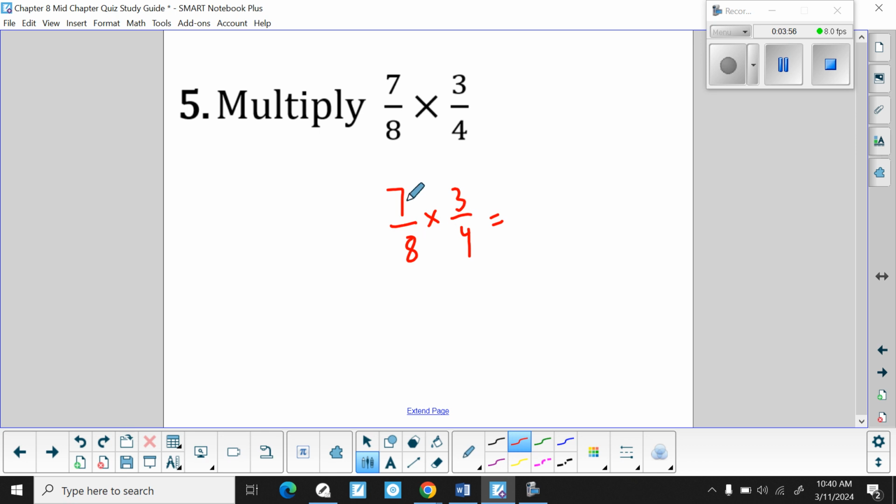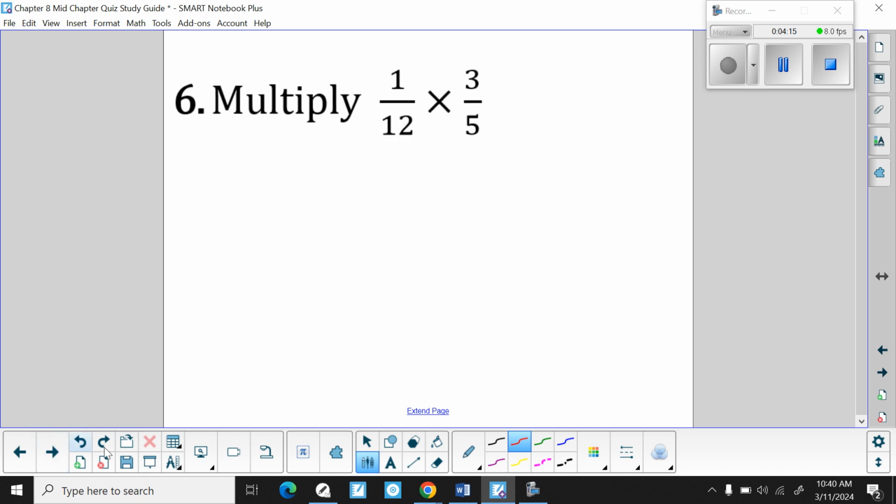I'm looking. 7 and 8 have no common factor other than 1. 7 and 4 don't. 3 and 8, 3 and 4. Okay, nothing to simplify. So 7 times 3 is 21. 8 times 4 is 32. The answer is 21 over 32.